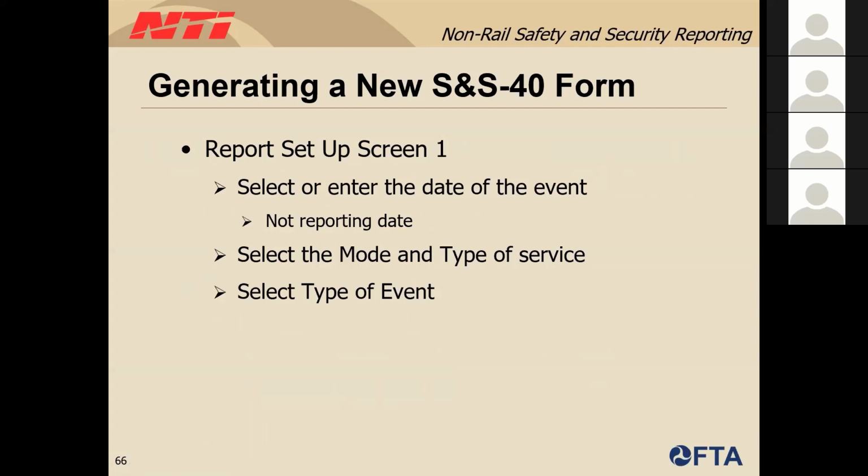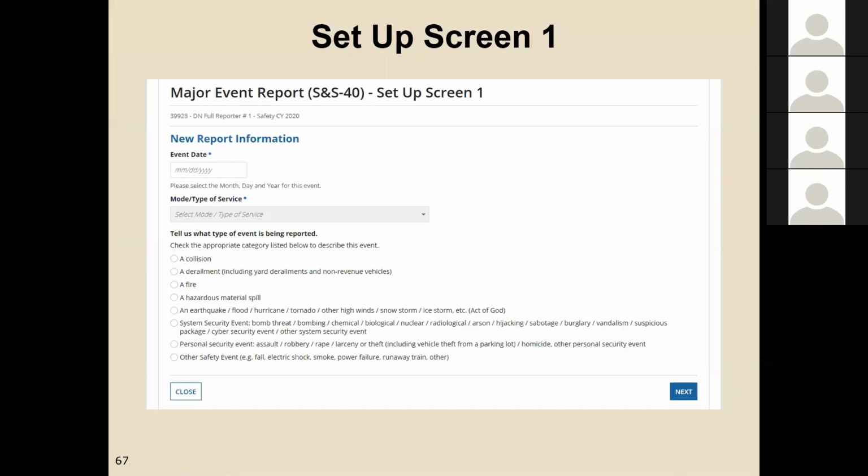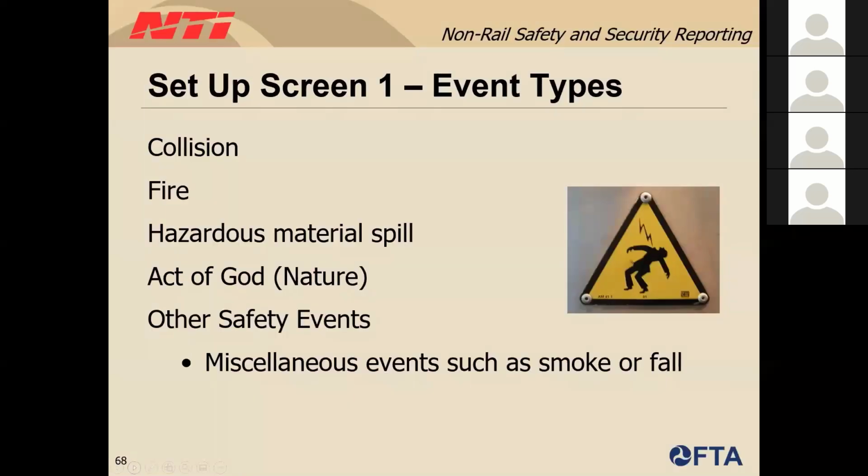The first two screens will act as a wizard to help determine if the event meets the thresholds. Screen 1 captures the date of the event, the mode and type of service, and the event type. This is a snapshot of setup screen 1. Setup screen 1 event types. The first and most common is a collision, followed by fires, hazmat spills, acts of nature, and other safety events that meet a threshold. Each of these will be discussed in more detail later in the presentation.